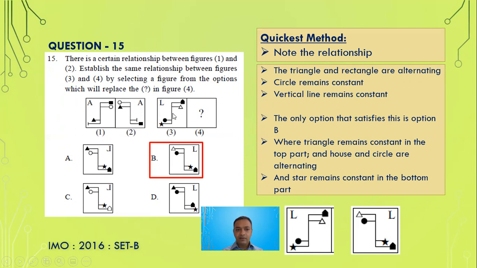Because if you take this figure and this figure and place them side by side, the triangles are constant. The circle comes here, the house goes here, and the stars are constant. I'll explain this again. In this one the circle is constant, the shaded rectangle comes here, the triangle goes there, and in the bottom part the lines are common. Similarly here, the triangles are constant, the house comes here, the circle goes here, and the stars are the same. So that's why option B.